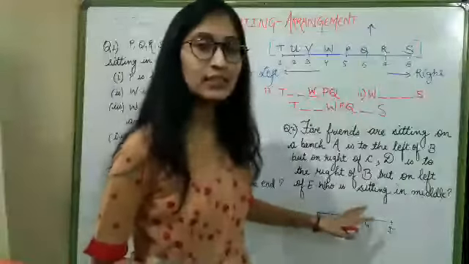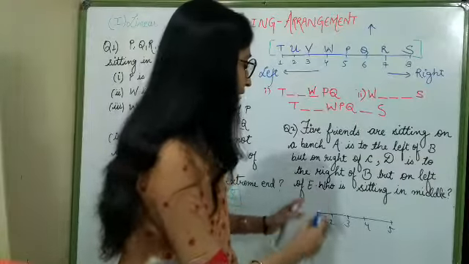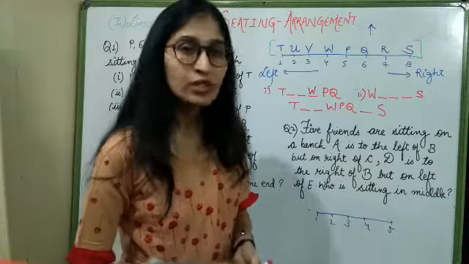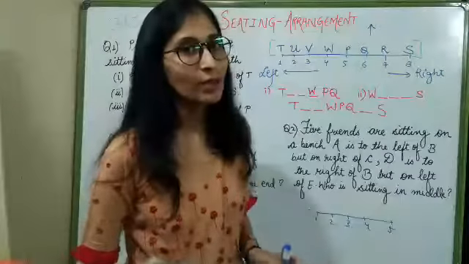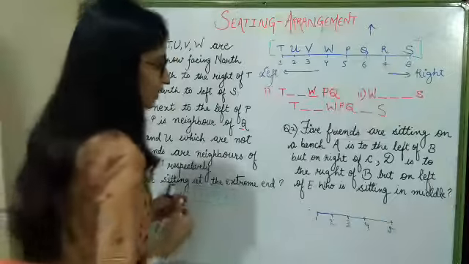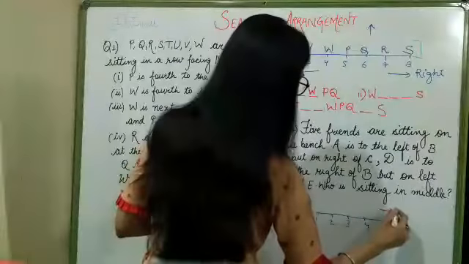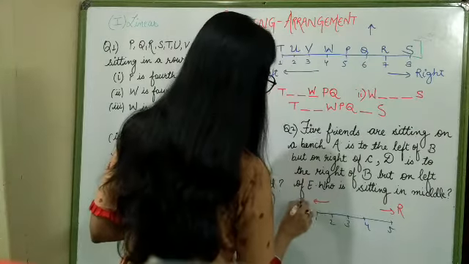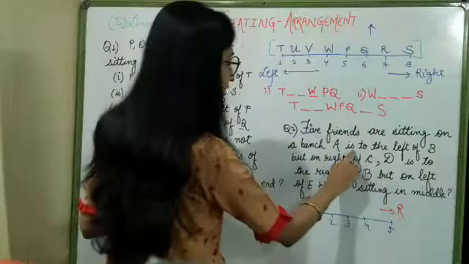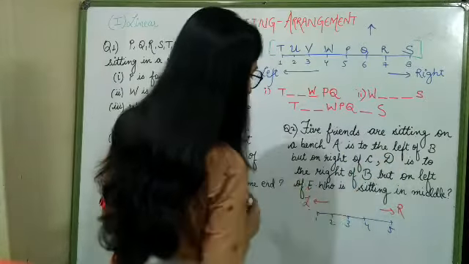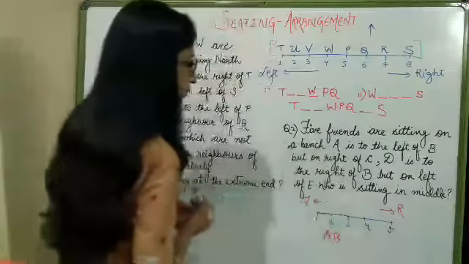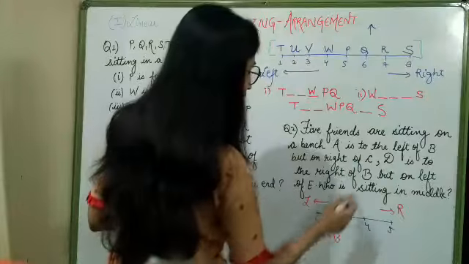Now in this, no direction is given whether they are looking north or south. So let us assume that all of them are looking north. If all of them are looking north, this will be their right and this will be their left. It is said that A is to the left of B. A is to the left of B, but on the right of C.